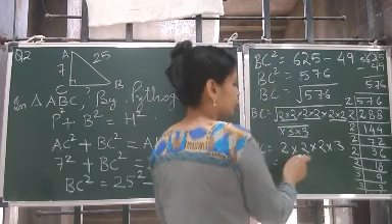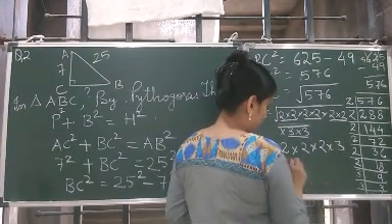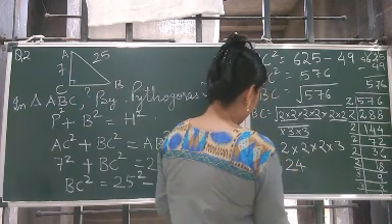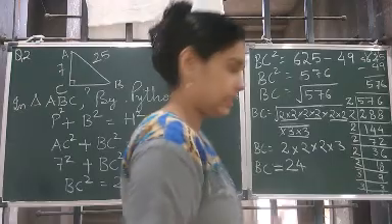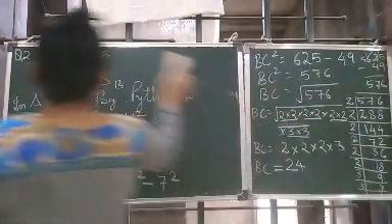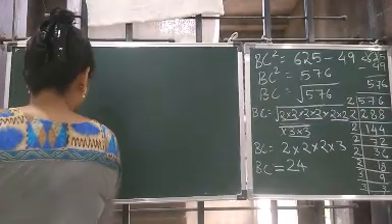Now we multiply. 2 2s are 4, 4 2s are 8, 8 3s are 24. So the answer is what? The value of BC is 24. This completes question number 2, children. We start with question number 3.